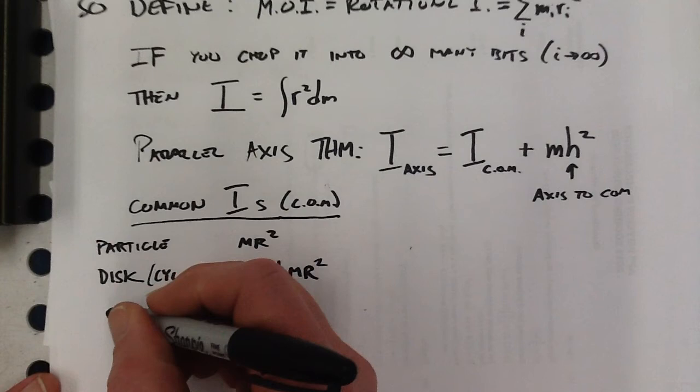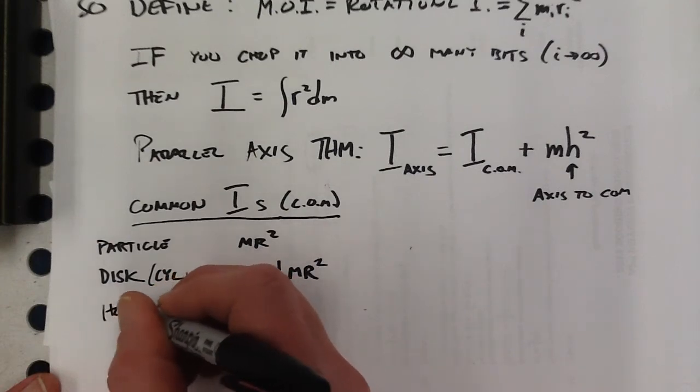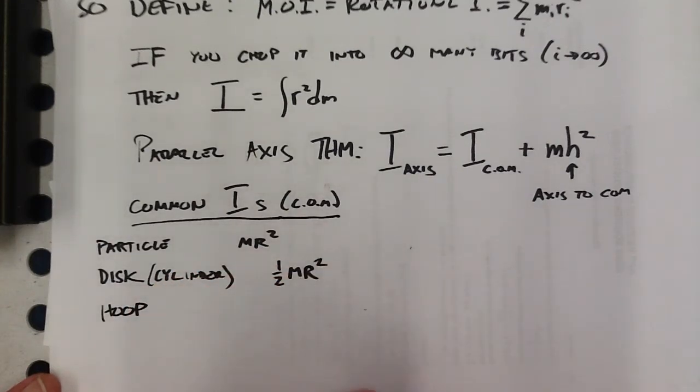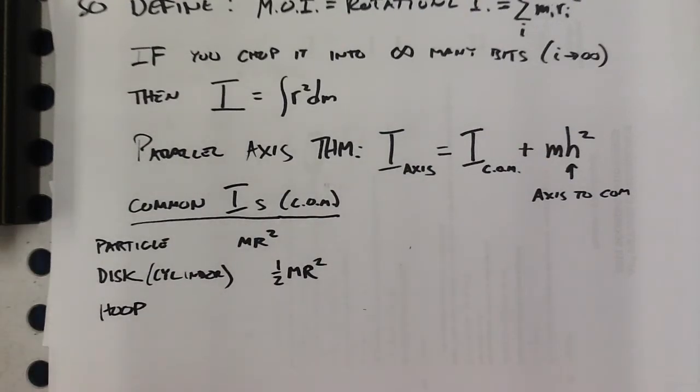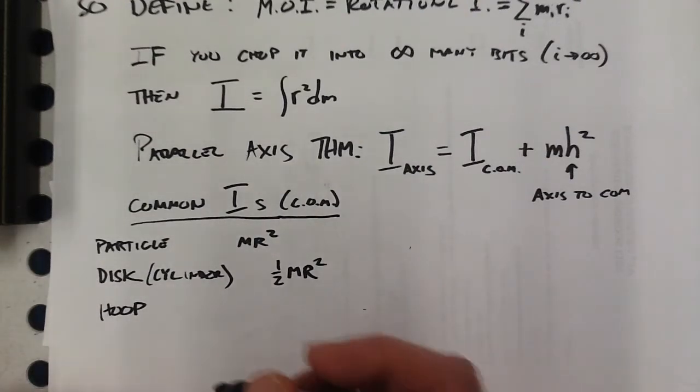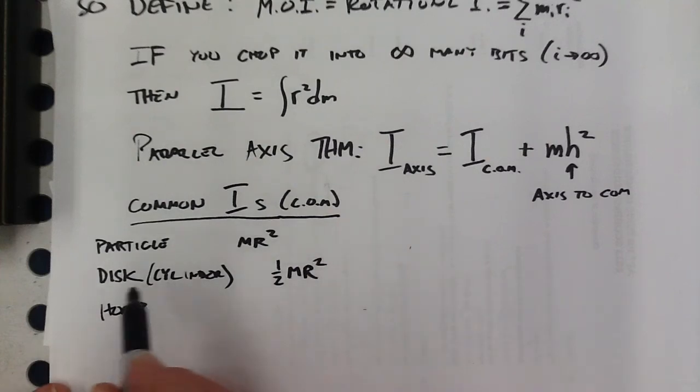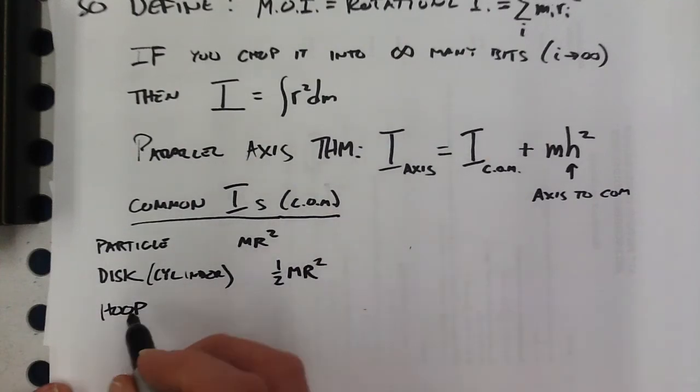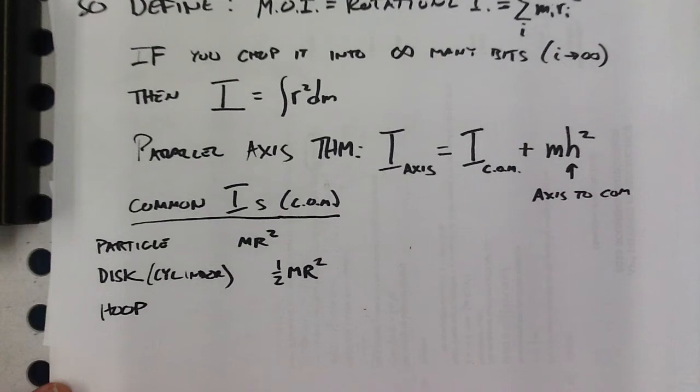How about a hoop? Do you know what a hoop is? Sure you do. It's like a hula hoop. It's like a disk, sort of, but all the mass is at the very, very edge. So what's that going to do? Is that going to increase? You think it's going to be bigger or smaller than this?